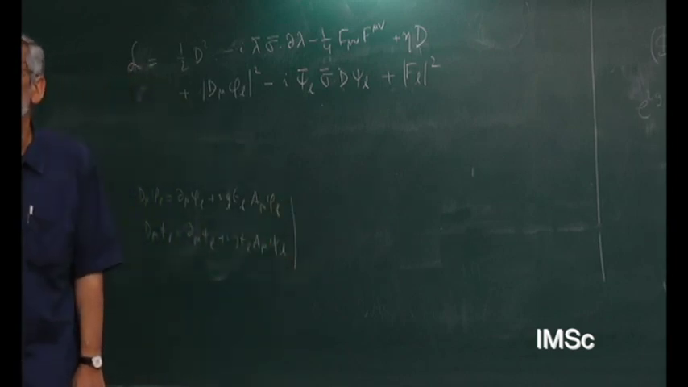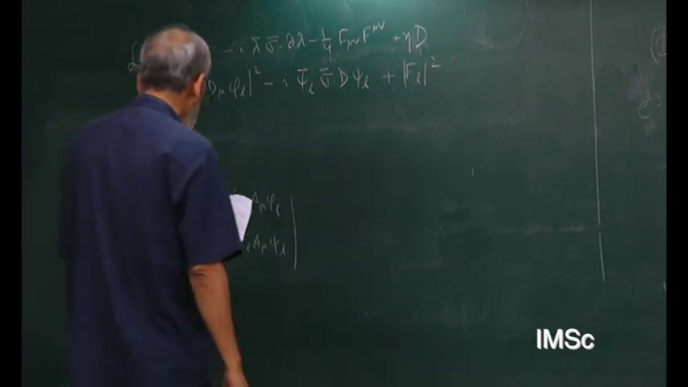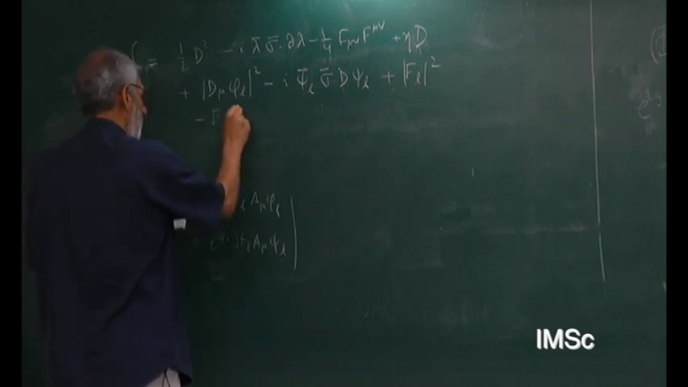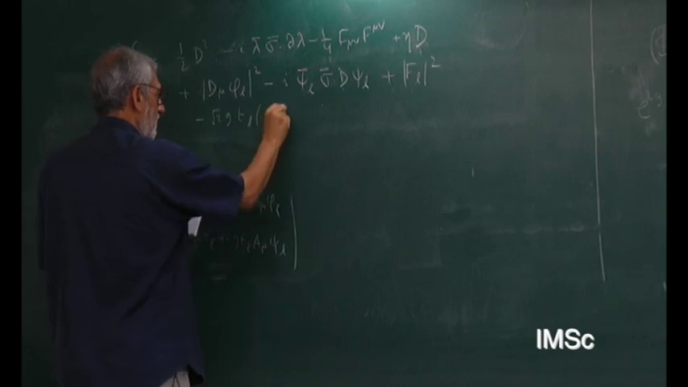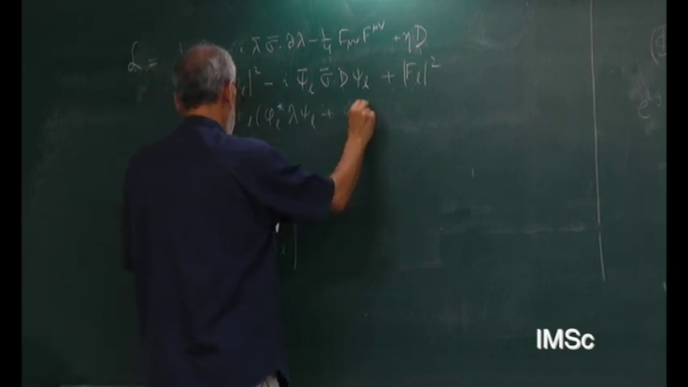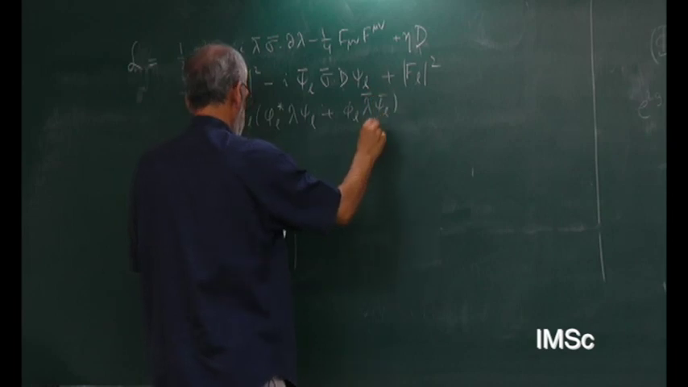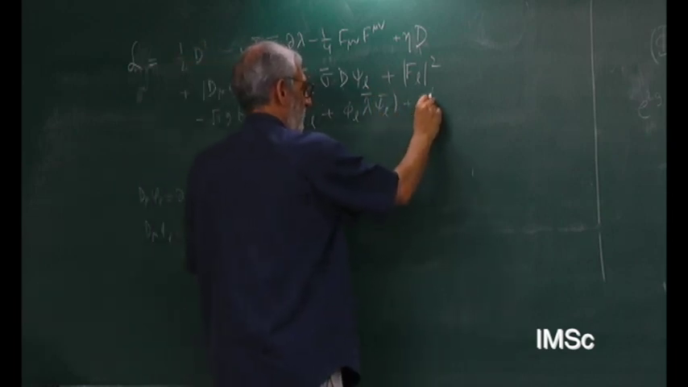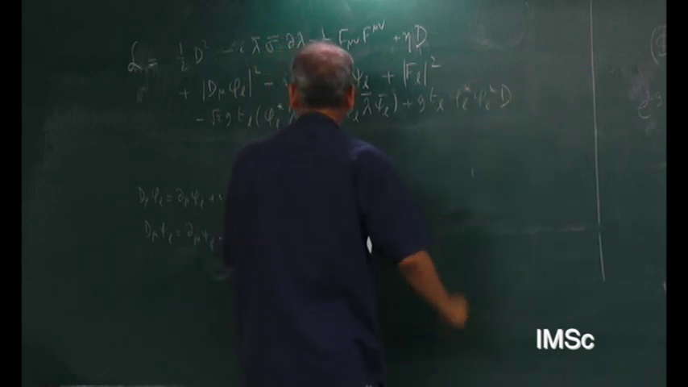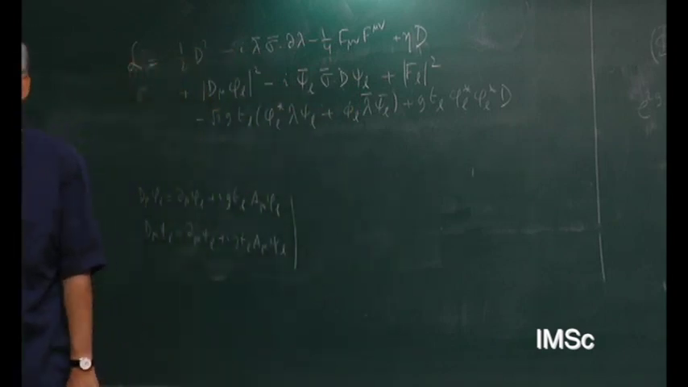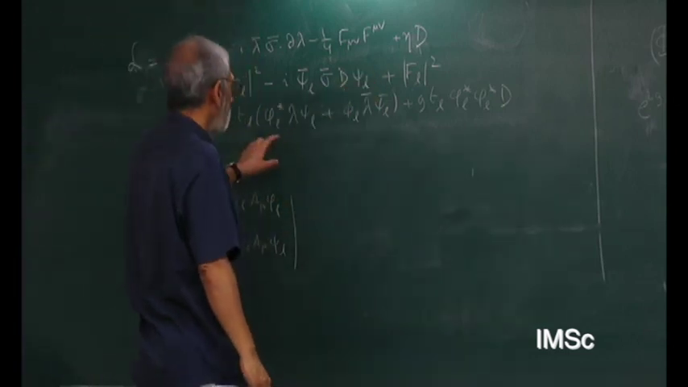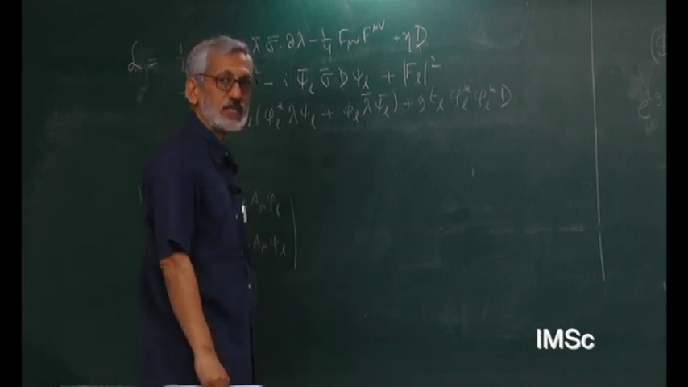So this does this. But in addition to that, it also introduced some other terms, and I'm going to write those terms now. Minus root 2 g T phi L star lambda psi L plus phi L lambda bar psi L bar, plus g T phi L star phi L D. If you do expansion of those fields and pick up the D term, you also have additional pieces of this kind.